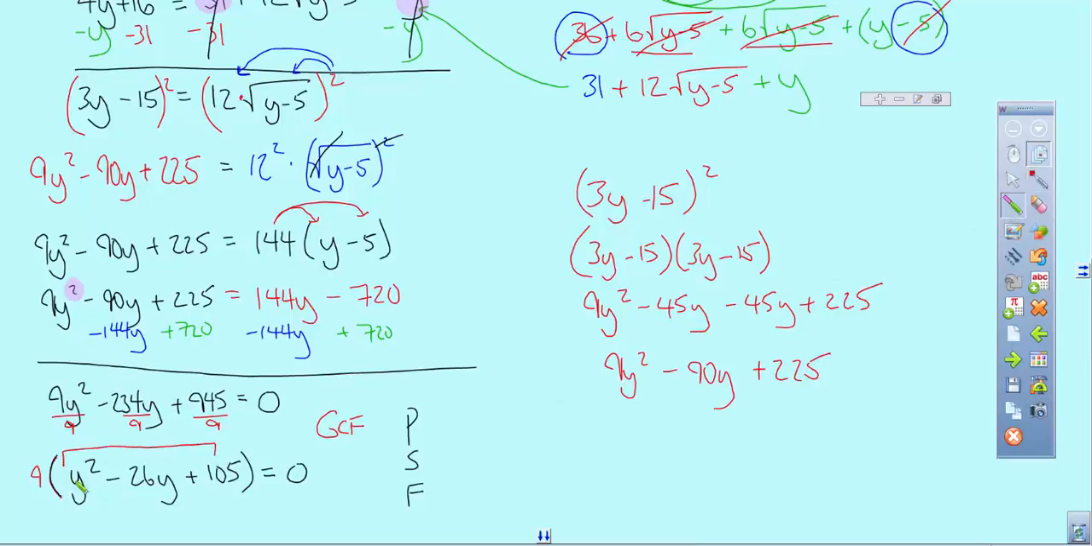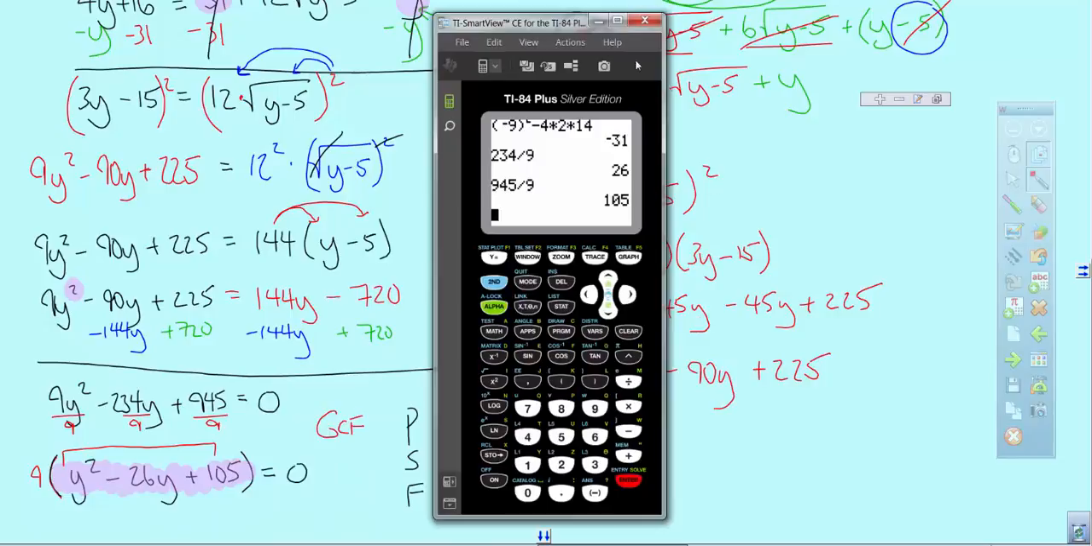So remember, that greatest common factor is out front now. I don't care about anything but what's under that radical right there. That 9 is not a part of me. So my product is going to be 105. My sum is going to be negative 26. I pull out my calculator.